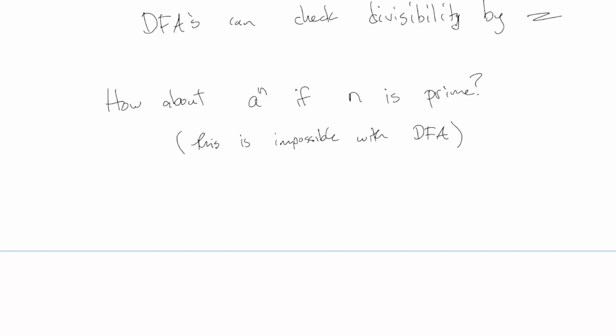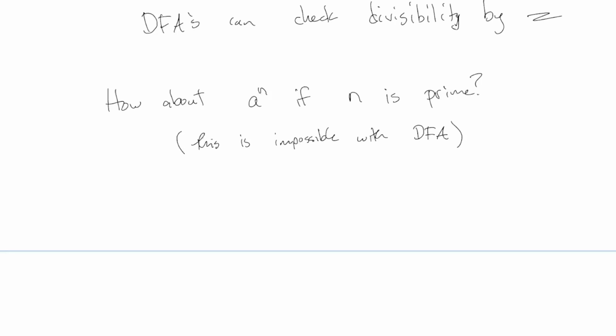Right? Of course, in real life, it is possible to tell if a number is prime or not with a real computer, say. But that's because a real computer is more capable than a DFA. Like your real computer has more capabilities than the DFA. The DFA is like a very simple kind of a thing. But these are questions that we are going to try to discuss as we go along. What are the limitations of DFAs?